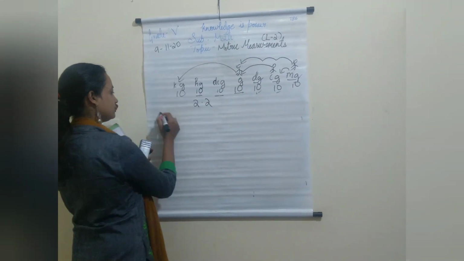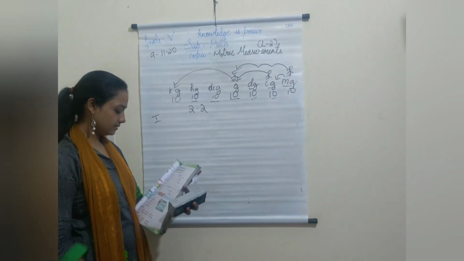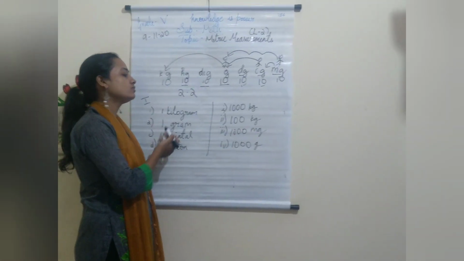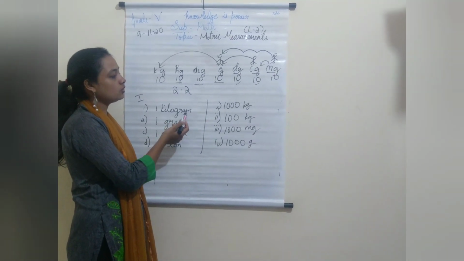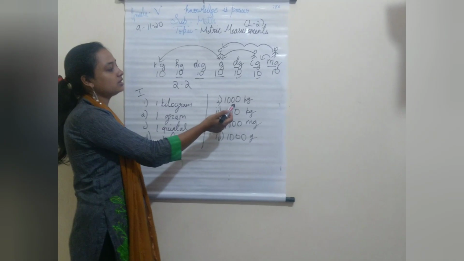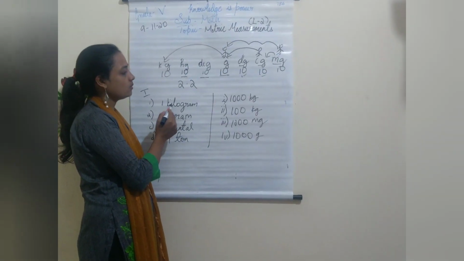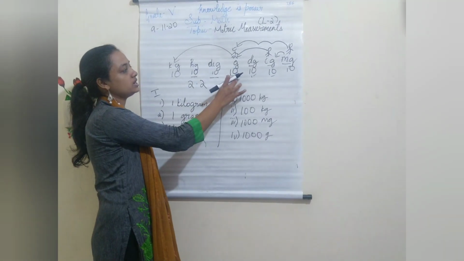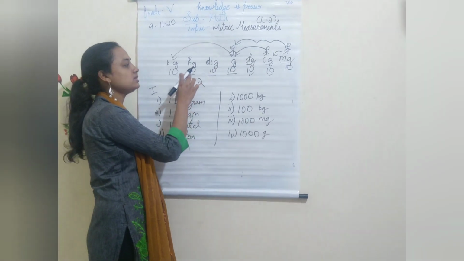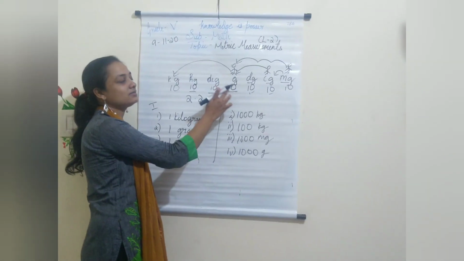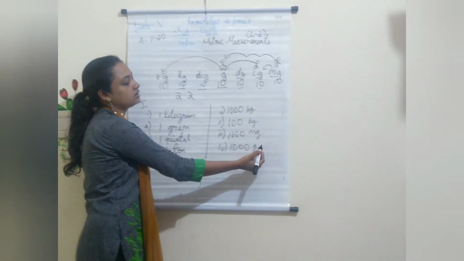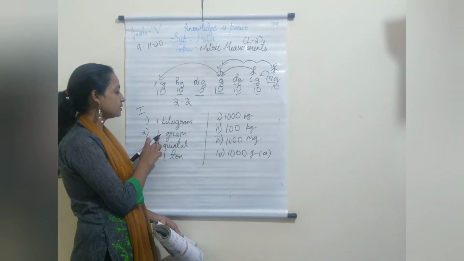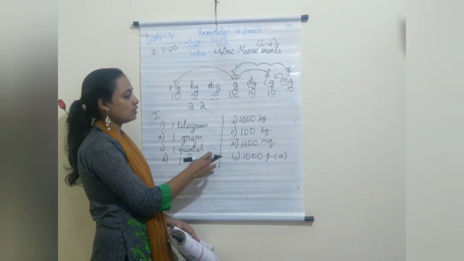What is the first mean? Match the following. 1 kilogram is written as, which is the correct answer? 1 kilogram means 1000 grams, right? See, 1, 2, 3, I have 3 steps for grams, means I have to multiply by 10 3 times. So I get 1000. This is the correct answer, so write A there.